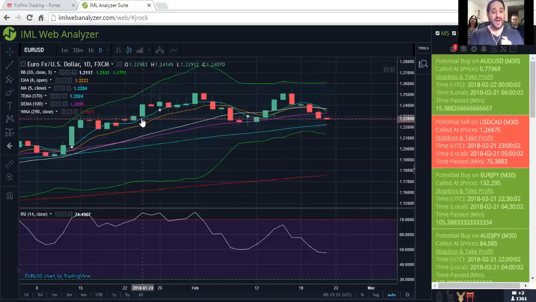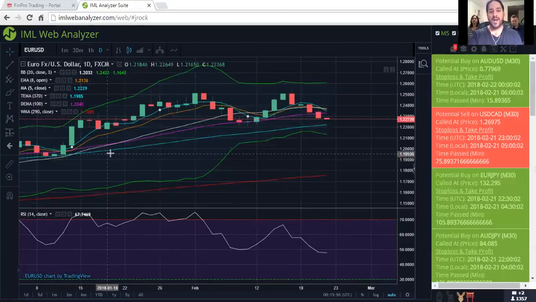Now, I call the 5 and the 10 the minor moving averages, and the 20 and the 50 are your intermediate moving averages, and then the 100 and the 200 are your major moving averages. They move much slower because they have much more of the candle closing price to take into consideration to give you a smoother line. Whereas the 5 and the 10, they will ride more closely with the candles.